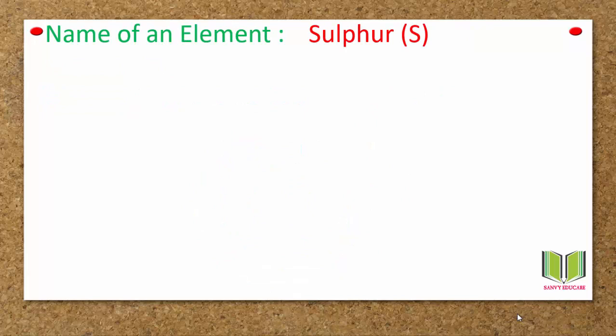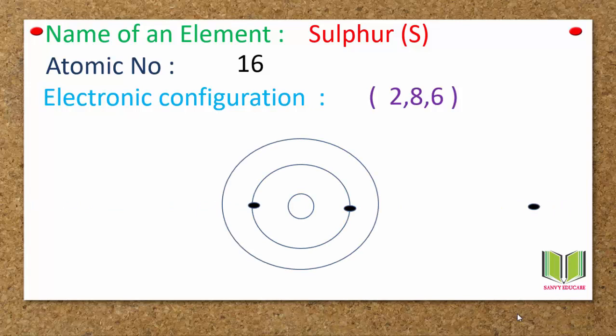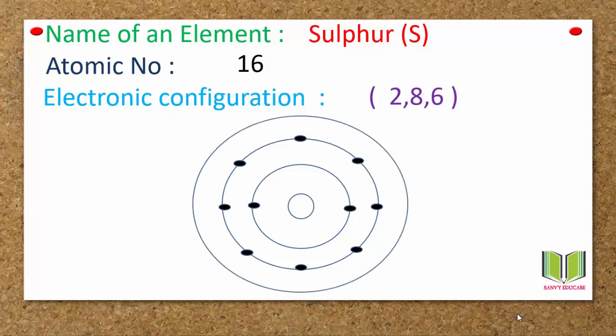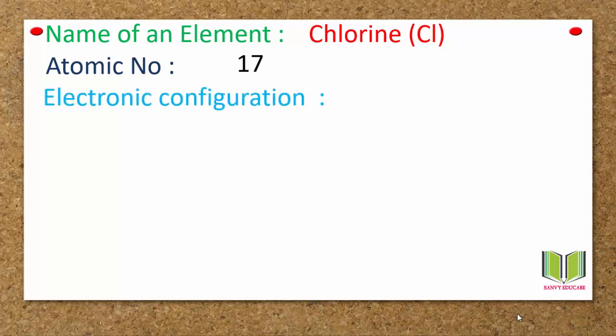Next element is sulfur, S, atomic number 16, configuration 2 8 6. First orbit, as you know, there are 2 electrons, second orbit filled with 8 electrons altogether, and in the third orbit there are, as we have mentioned, 6 electrons, 1, 2, 3, 4, 5, 6. Finish. Let's see the next element, that is chlorine, Cl, atomic number 17, configuration 2 8 7.